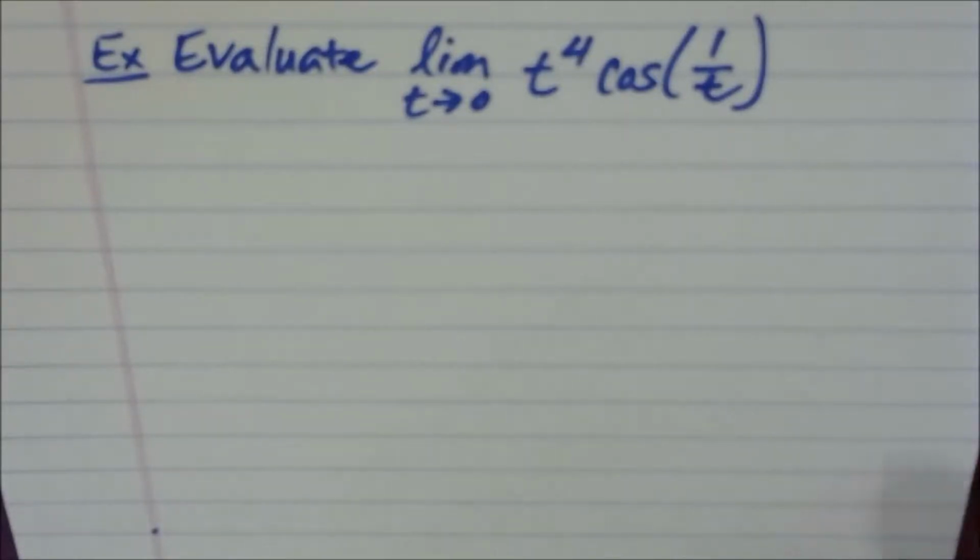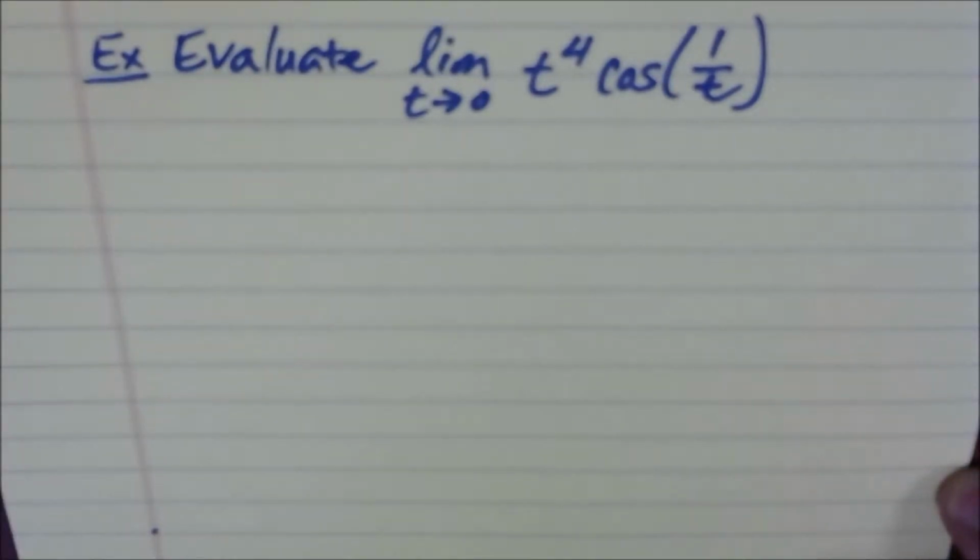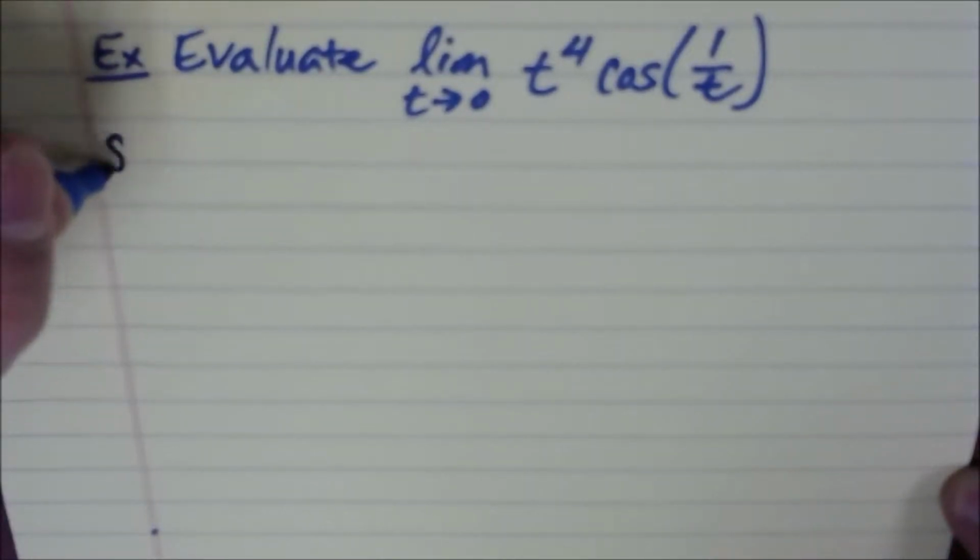Alright, hello and welcome. The purpose of this video is to go through another problem where you can use the squeeze theorem. So here the problem is to evaluate the limit as t goes to 0 of the function of t, so t is the input right now, and the function is t to the fourth times cosine of 1 over t. So here's how we're going to do this.